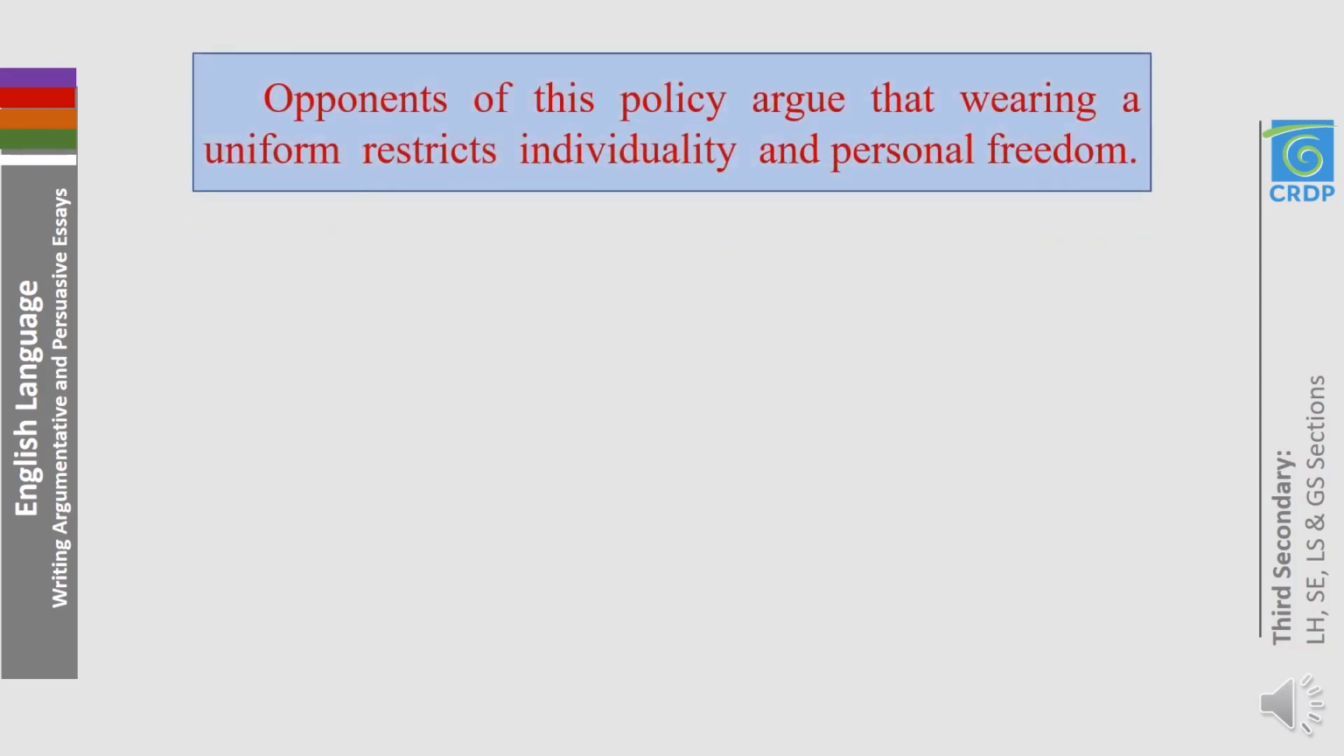So, how do we start a refutation paragraph? Look at the first sentence that displays the counter-argument. It starts with the term opponents, which could be replaced with critics or sometimes supporters depending on the previous body paragraphs. So opponents of this policy argue that wearing a uniform restricts individuality and personal freedom.